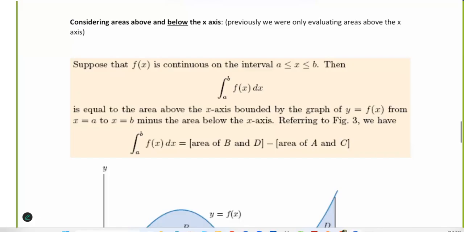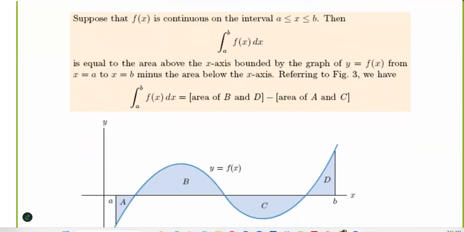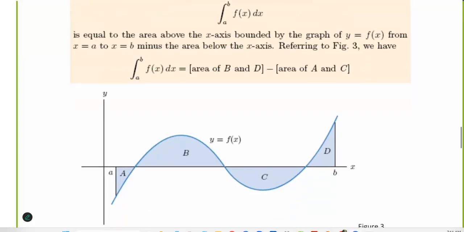Consider areas above and below the x-axis. Okay, previously we only talked about areas that were above. So we were always looking at above. But what if the function is continuous on this interval from a to b? So look at the picture. Here's my a, here's my b.